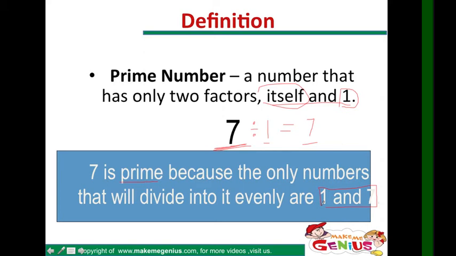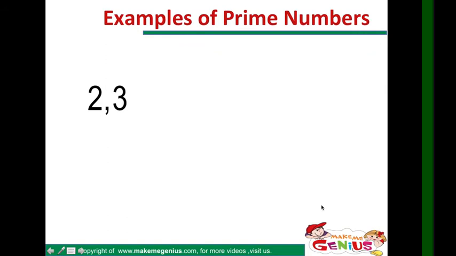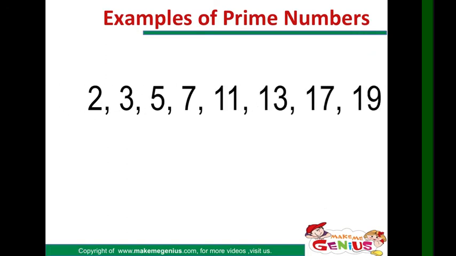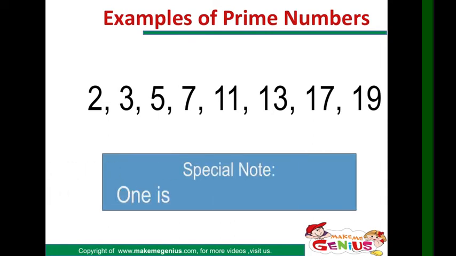I hope nakuha nyo. Ganon natin pwedeng masabi na ang number ay prime kapag siya ay mayroon lamang dalawang factors, itself at yung 1. Examples of prime numbers. We have 2, 3, 5, 7, 11, 13, 17, and 19. Mga examples lang to. Maraming prime numbers, pero ito ang mga example.